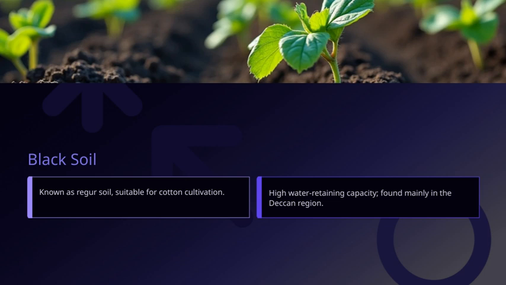It's also known as regur soil, and one of its main uses is for cotton cultivation. The rich, dark color and its moisture retention make it ideal for growing cotton and other crops. Understanding the characteristics of black soil helps us appreciate how geography influences agriculture and the types of crops that can be successfully grown in different regions.